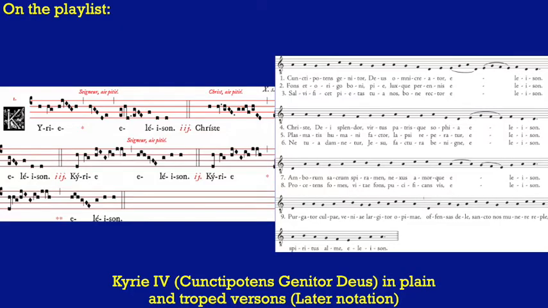One reason why we think this has to do with a trend from the time called troping, which involved taking a chant that didn't really have very many words in it, like a Kyrie or an Alleluia, and basically just packing it full of text.